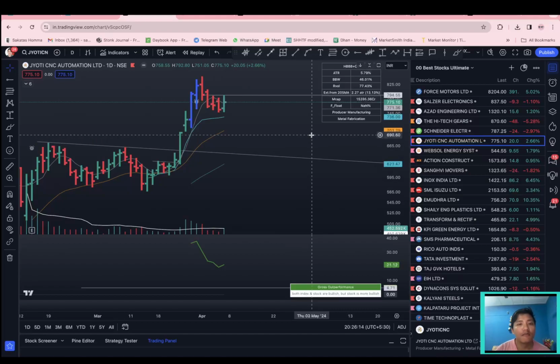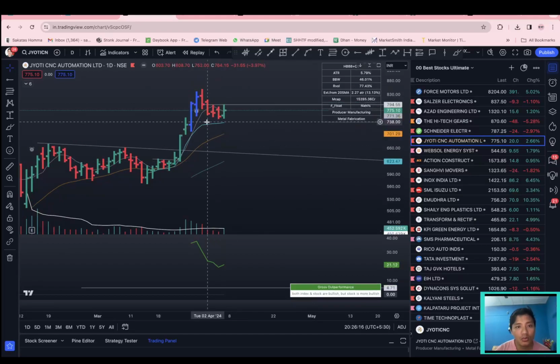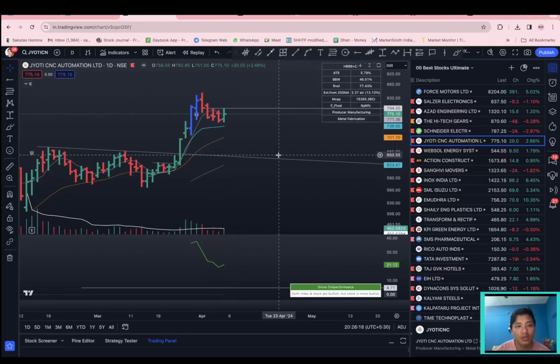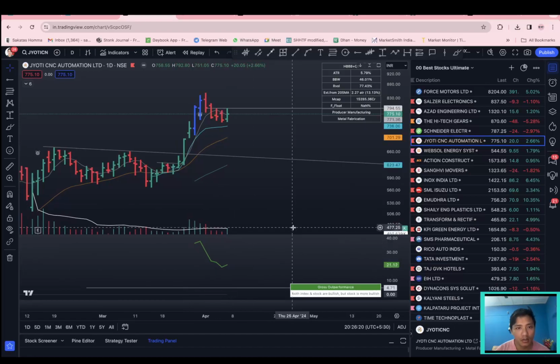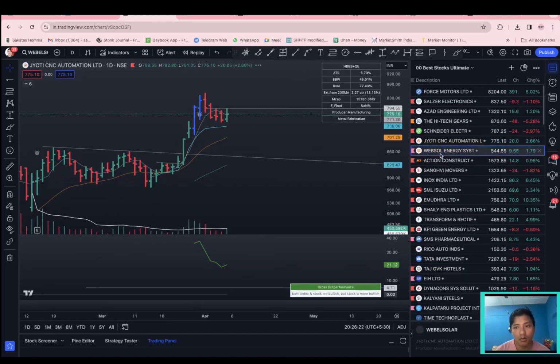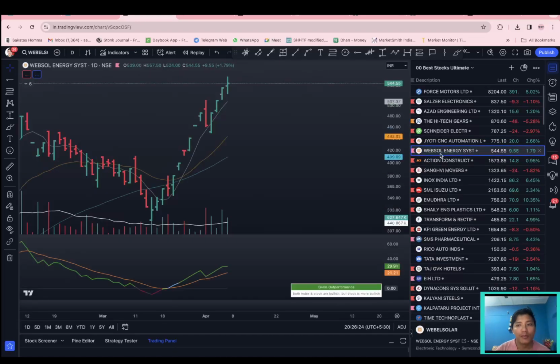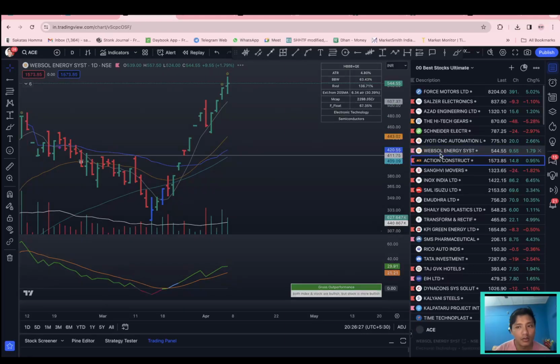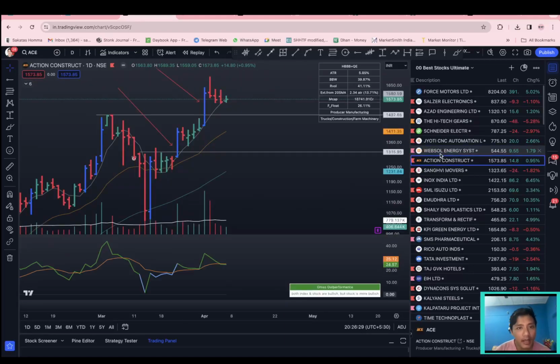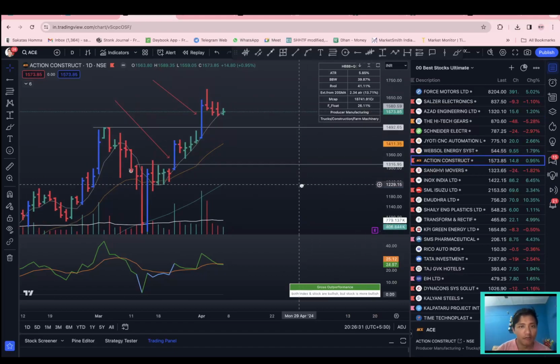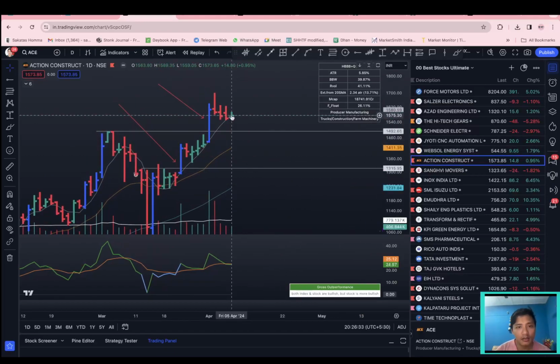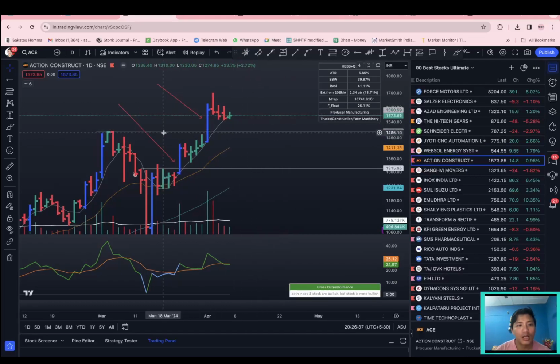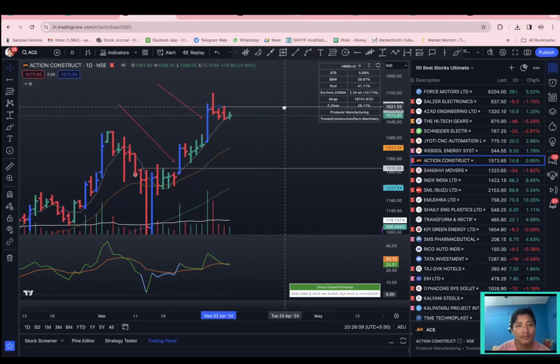Jyoti CNC is a very ripe name. You can see 1, 2, 3, 4, 5 days of consolidation, and the mass curling up. So this will be in my high priority list. Websol is not a high priority list, that's why it's not a red mark. ACE is a very high priority list, especially the last, this is a very tight, this one, okay? And so what I'll do is I'll quickly take this guy and mark this.